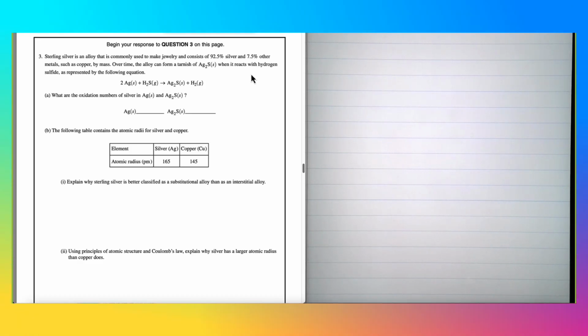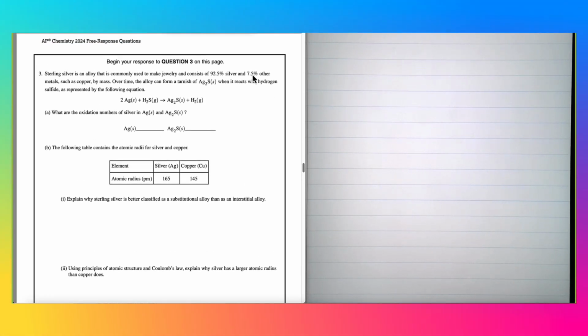Okay, so here we have number 3 of the 2024 free response questions. Sterling silver is an alloy that's commonly used to make jewelry and consists of 92.5% silver and 7.5% other metals such as copper. Over time, the alloy can form a tarnish of silver sulfide when it reacts with hydrogen sulfide. So look at the chemical equation here. The pure silver can get tarnished, and a hydrogen gas is also evolved.